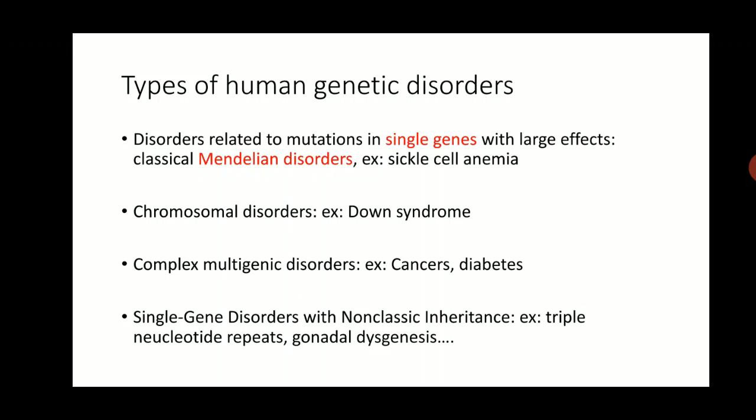Apart from that, there are some rare diseases which involve a single gene, but they do not follow Mendel's laws of inheritance. Hence, they are known as single gene disorders with non-classic inheritance. For example, the triple nucleotide mutations and gonadal dysgenesis. We shall discuss these disorders later on. Let us first focus our discussion on the more common disorders, such as the Mendelian disorders.